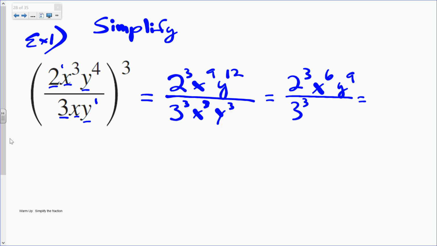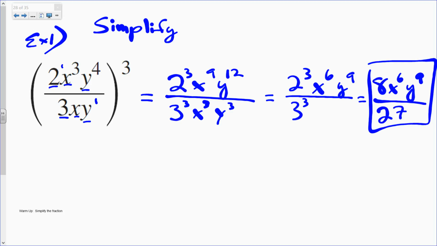Keep going. 2 to the 3rd power is 2 times 2 times 2. That's going to be 8. 8x to the 6th, y to the 9th. 3 times 3 is 9, times 3 is 27. Can I simplify the 8 and 27 fraction? Is there any common factor there? Is there a number that fits into both 8 and 27? No. Done. Final expression. Okay?